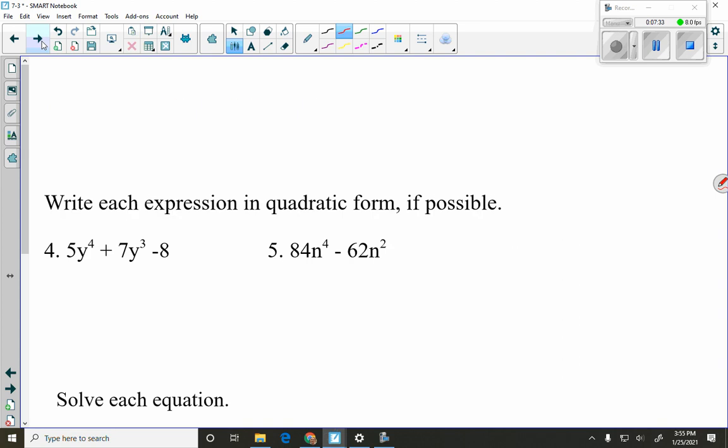So let's work on this a little bit. Write each expression in quadratic form if possible. Start with the middle. Look at this middle term here, y cubed. So can I write it so that 7y cubed minus 8 plus 5 times something squared? Can I put a y cubed, the exact same thing that I put here, in this and have it equal this y to the 4th? Y cubed squared is going to be a y to the 6th. That means this one right here, not possible.